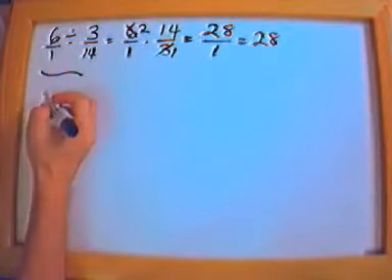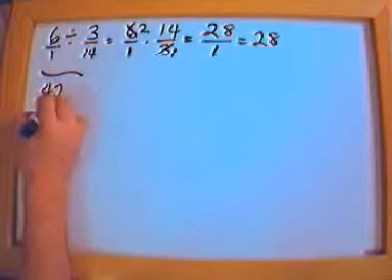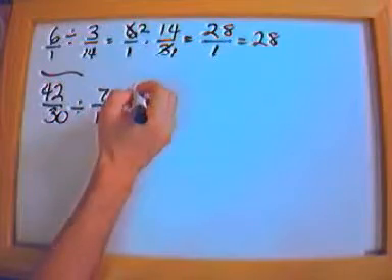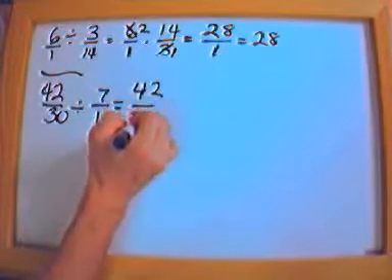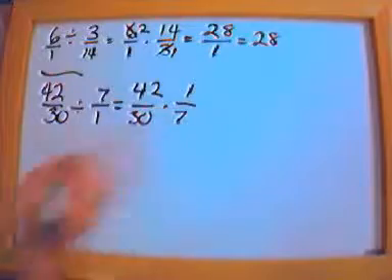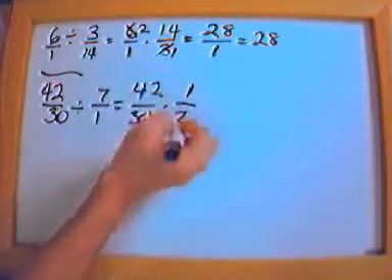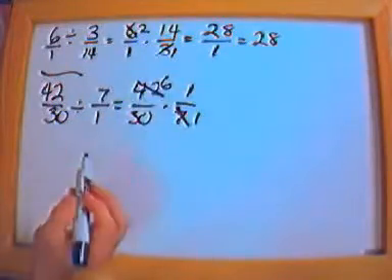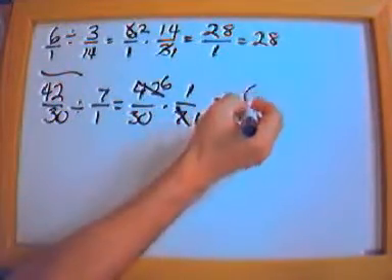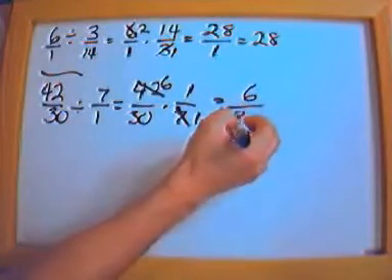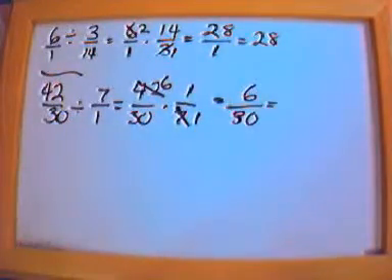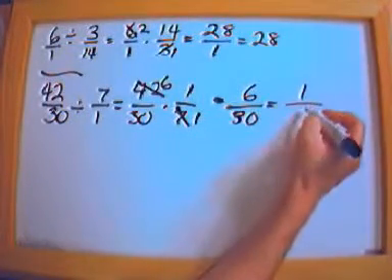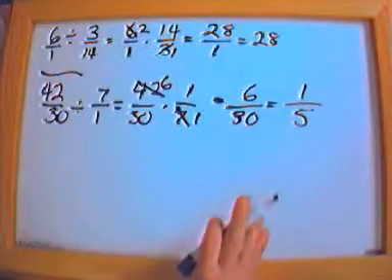And then finally, for the last one of this type, 42 over 30 divided by 7 over 1 is equal to 42 over 30 times 1 over 7. Notice I can simplify this. 7 goes into 7 one time. 7 goes into 42 6 times. 6 times 1 is 6. 1 times 30 is 30. And then I can simplify this. 6 goes into 6 one time, and 6 goes into 30 5 times. So the answer is 1/5.